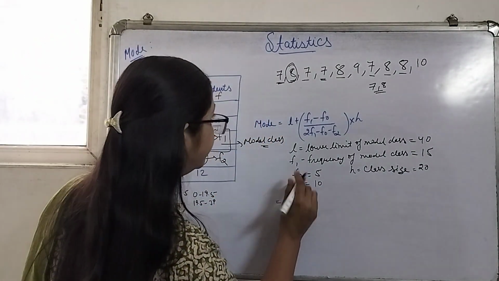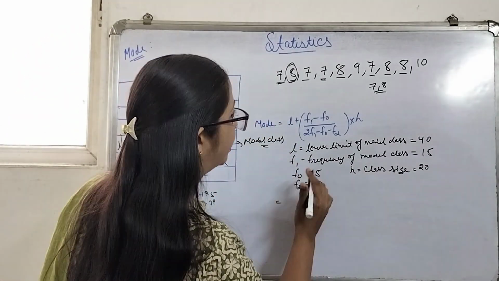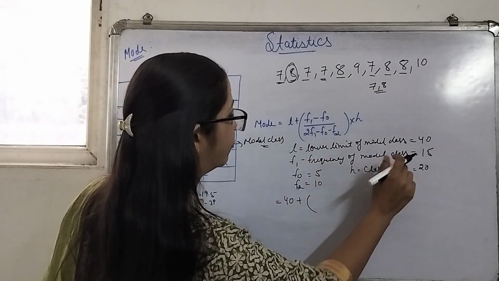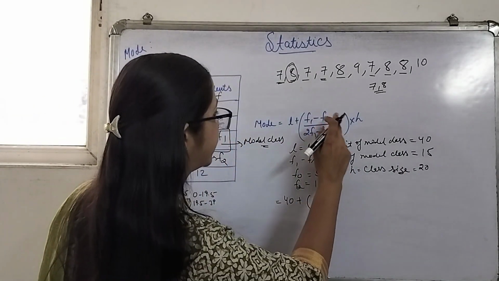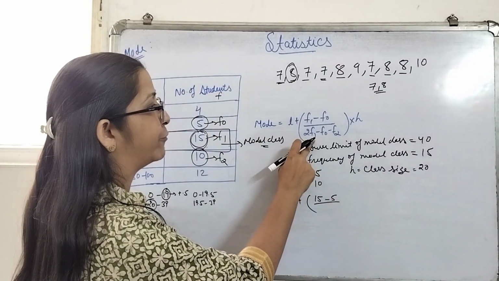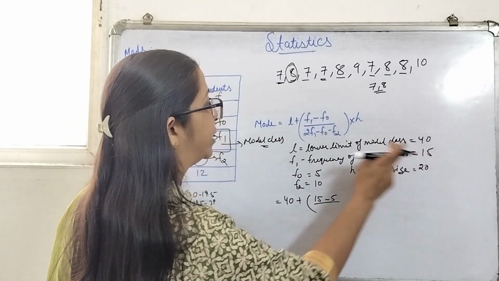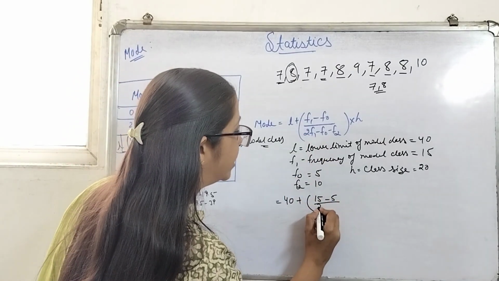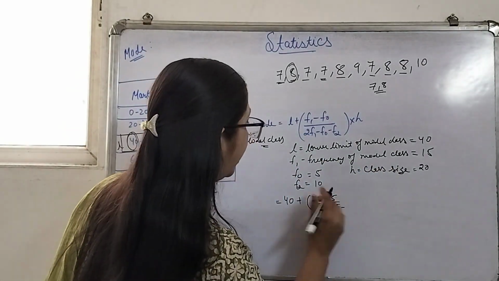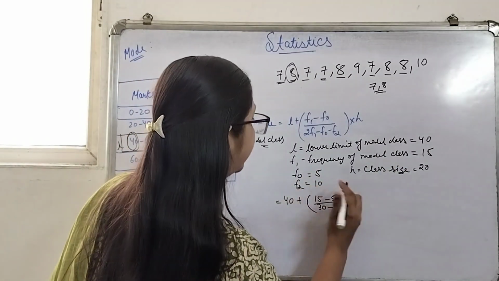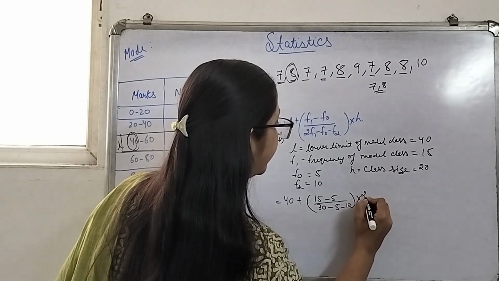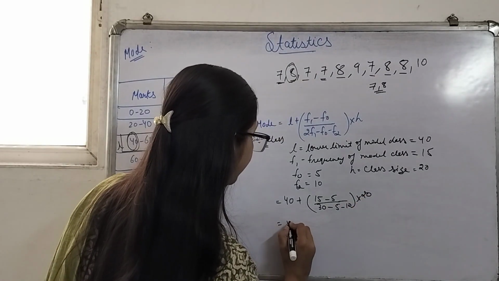That will be the value of L, here we can see it is 40, plus the value of F1 is 15 minus F0 is 5, divided by 2 times F1. F1 is 15, 15 multiplied by 2 will give us 30, minus F0 is 5 and F2 is 10, multiplied by H, that is 20. So we will be solving it further.